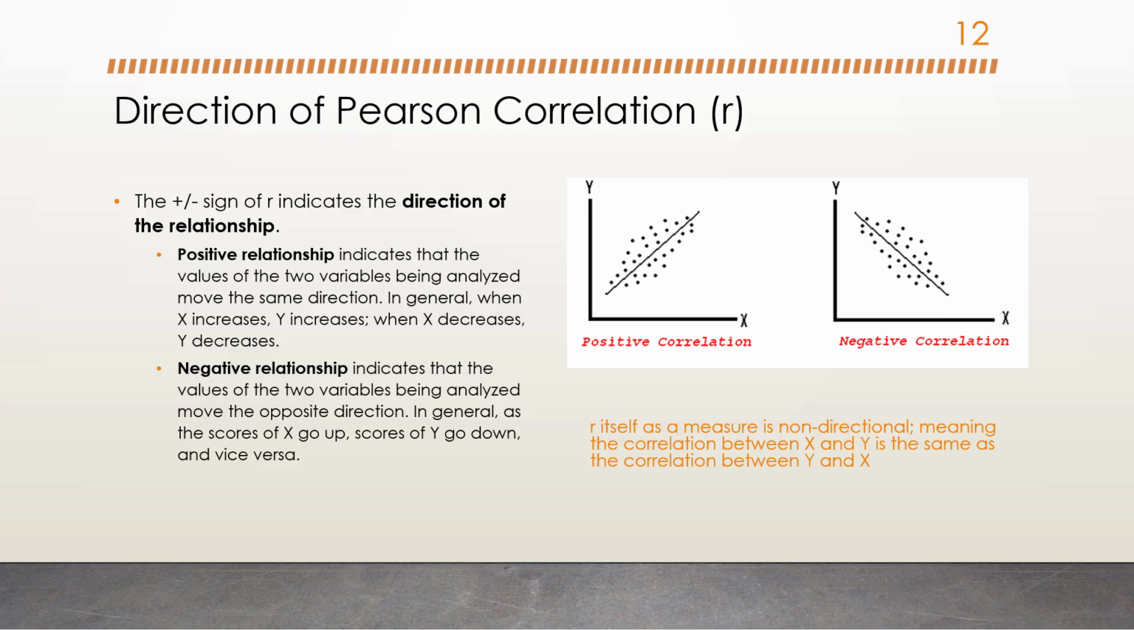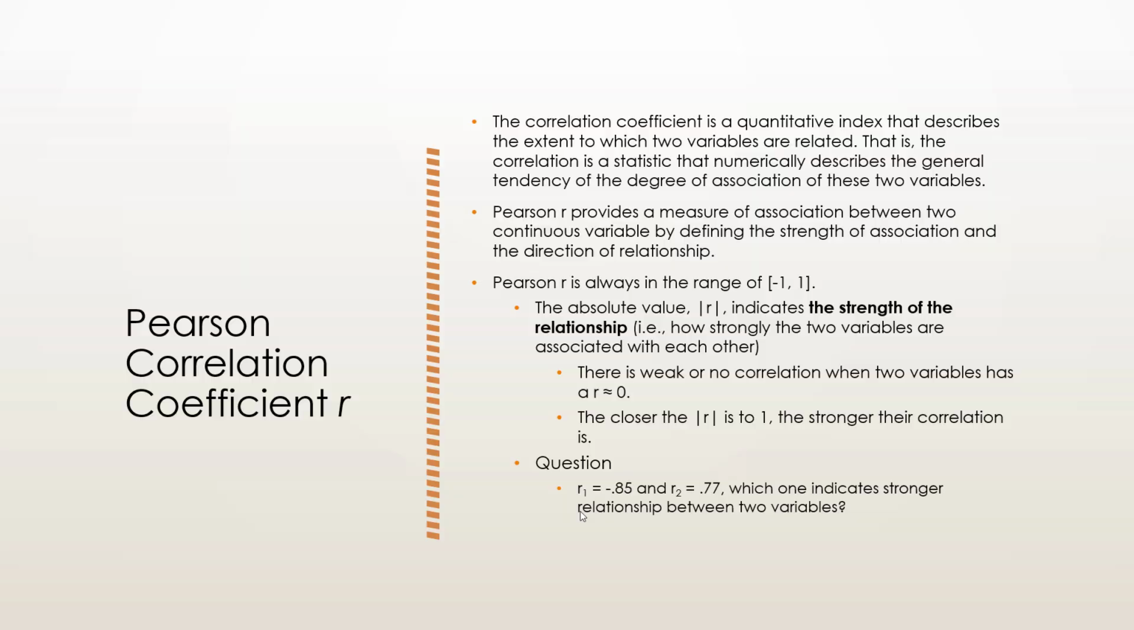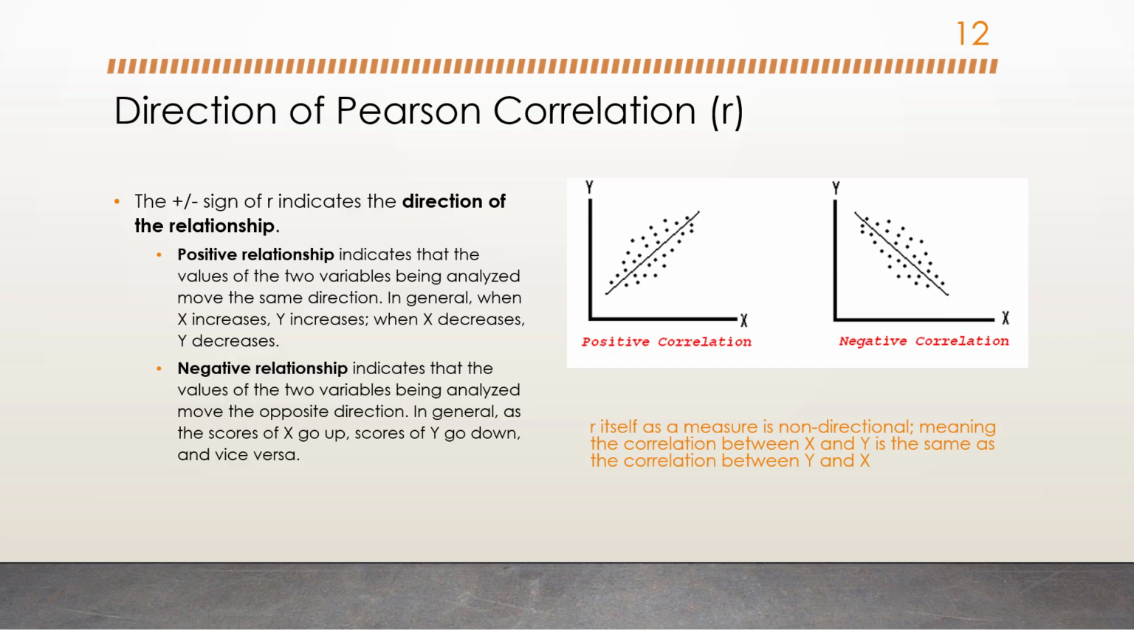The positive or negative sign of Pearson's R values indicates the direction of the relationship. A positive relationship indicates that the values of the two variables move in the same direction.